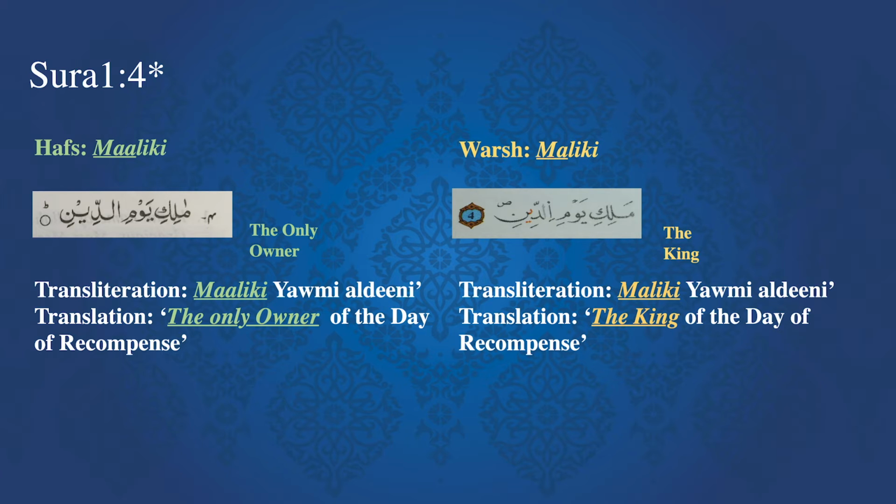On the left side is the Hafs, which is the one that we use today. It says Maliki. The one on the right is the Warsh, which is used all over North Africa, and that's Maliki. Now, one is the only owner, the other is the king. So the only owner of the day of recompense versus the king of the day of recompense. And the idea is, Mr. Smith, a king is the owner. So there's no difference here. That's fine. No one's going to have a real problem with that. This is the only one you'll see on YouTube.